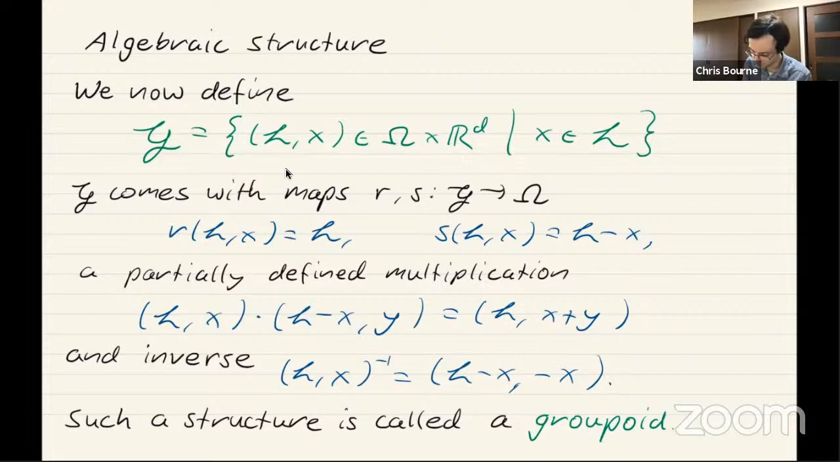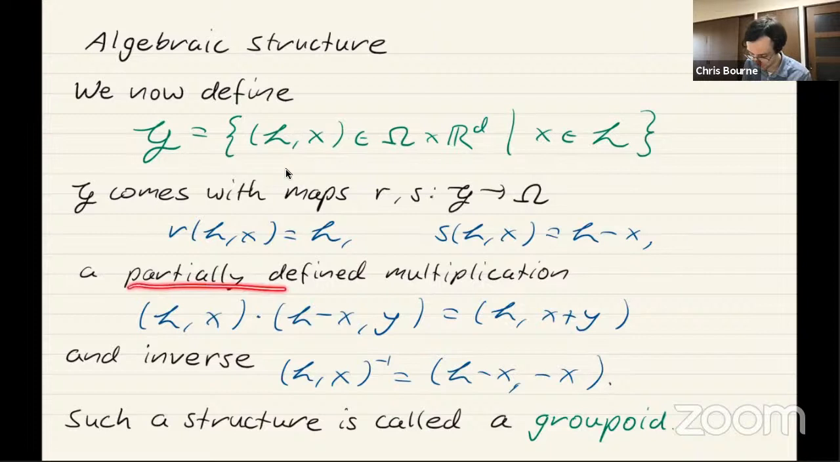So from this G, I get a bunch of structure actually. First I get two maps, a so-called range map and a source map. They should take values in what's called this transversal set omega. One is just, okay, project and take the L. The other one is shift the L by the point X, and by the way that omega is constructed, this L minus X is also within omega. So I have these maps. These are actually local homeomorphisms, but that's not so important.